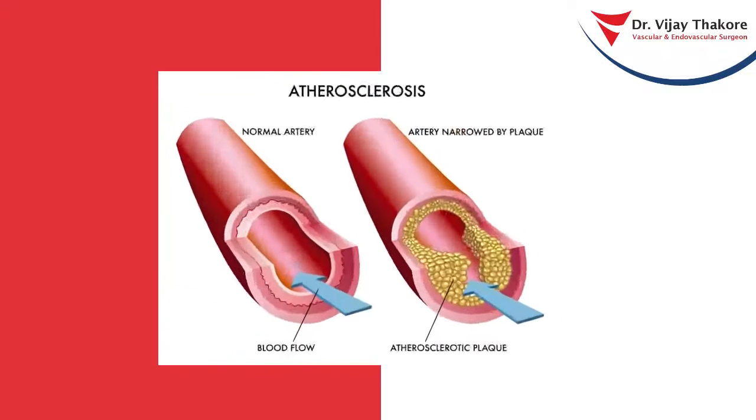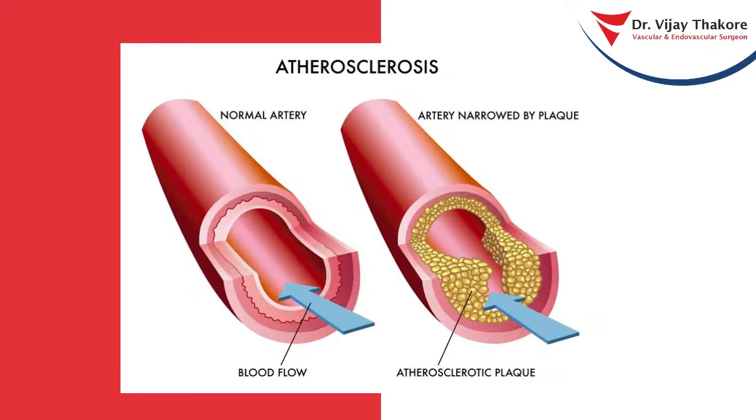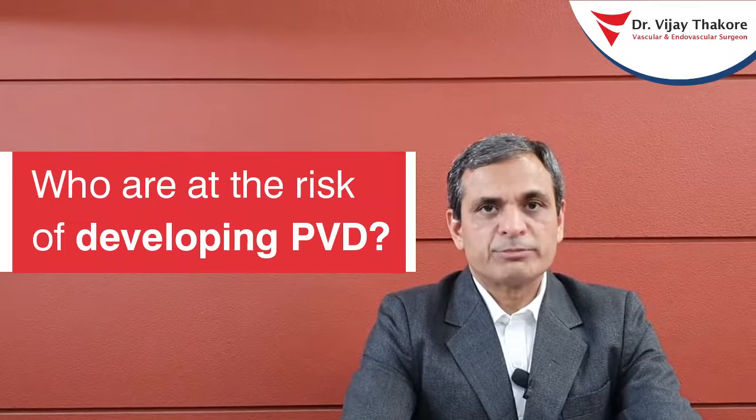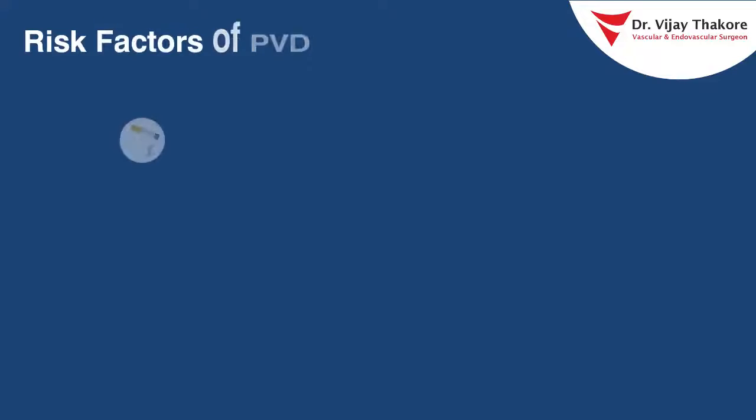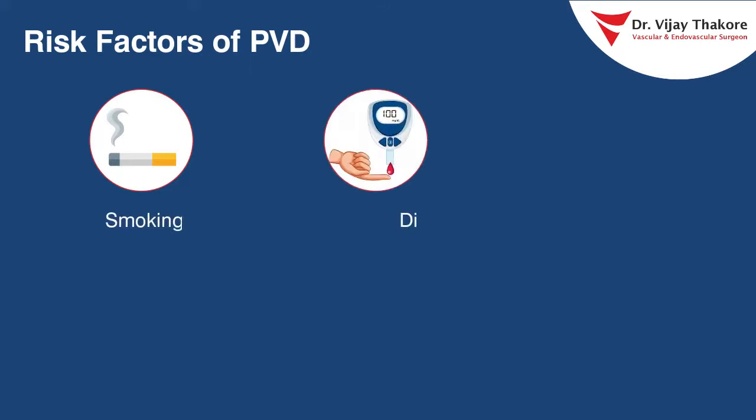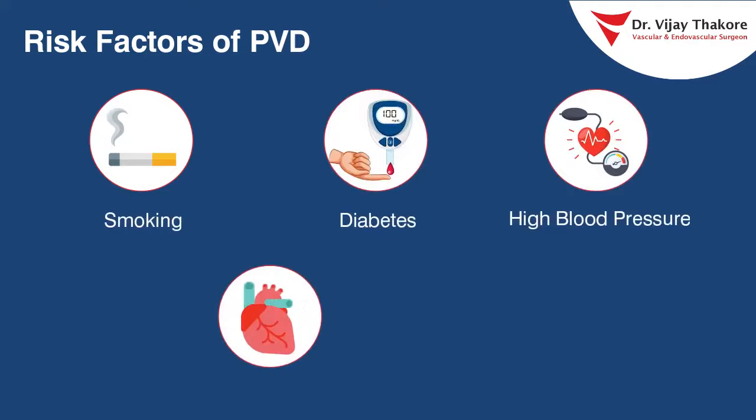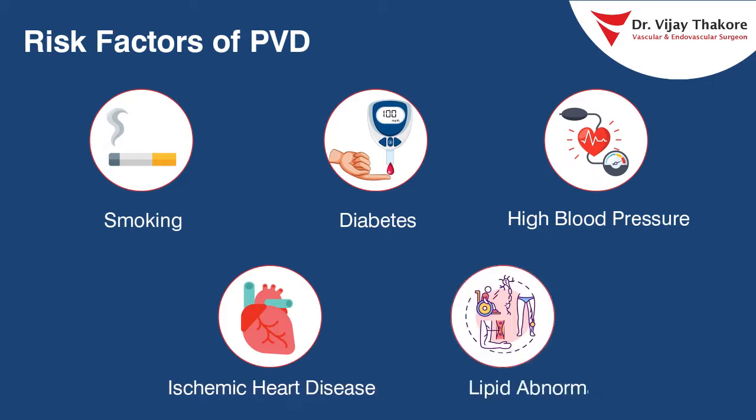Why does PAD occur? PAD occurs because of a deposition of plaque, which is a material made up of fat and cholesterol in the blood vessels, and this process is known as atherosclerosis. Who is at risk of developing peripheral vascular disease? People who smoke, diabetics, hypertensives, people with ischemic heart disease, or people with lipid abnormalities are more prone to develop peripheral vascular disease.